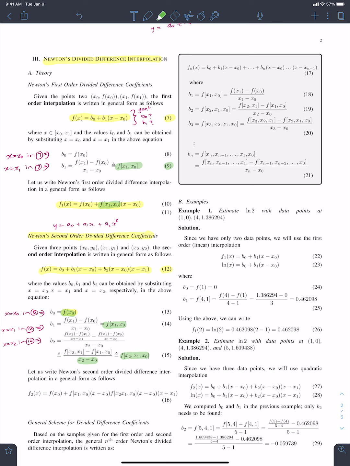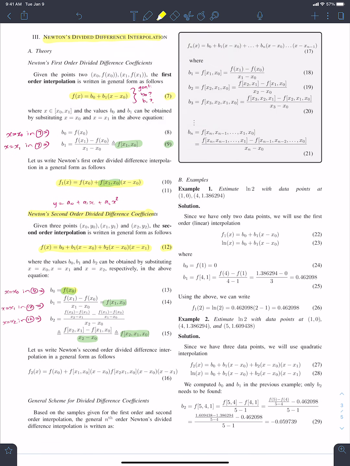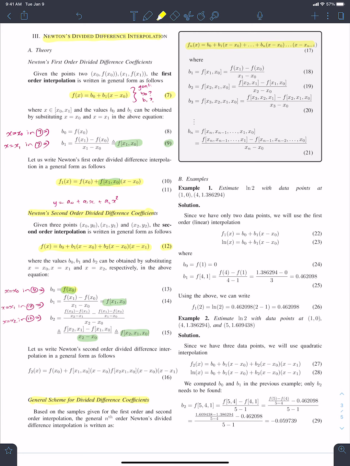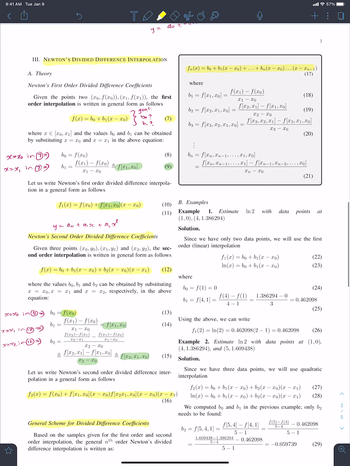So now we can write this for the nth divided difference formula, the general scheme. The divided difference coefficients are written this way: f[xn, ..., x0], where the n stands for the nth divided difference coefficient. For example, this is the second order. Similar to equation 16, we are writing 17 as the general form. Obviously here we need to find b0, b1, all the way up to bn. But now we know the pattern.